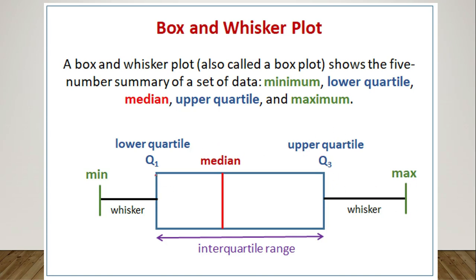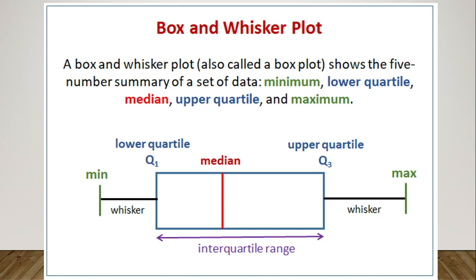As you can see, we have a box here. The box is 50% of the data. Then we have the minimum. From the minimum to Q sub 1 is 25%, and from Q sub 3 to the maximum is also 25% of the data. So a total of 100%. The red line here is the median.